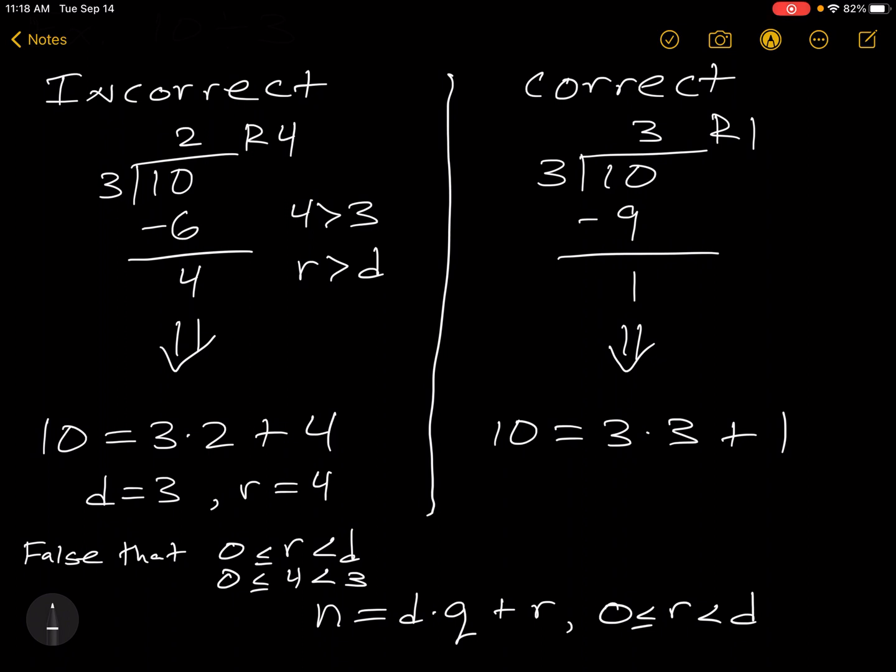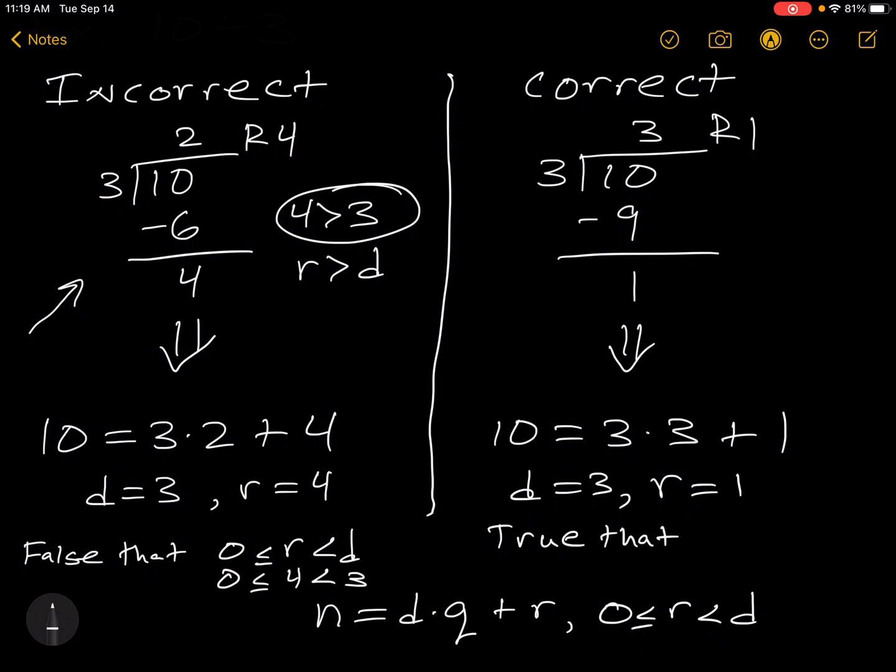Now notice what happens over here. And think back to your intuition. Your intuition would tell you this is incorrect because 4 is bigger than 3. The remainder is bigger than the divisor. Okay, so over here on the right, on the correct one, d is equal to 3 and our remainder is equal to 1. And so it's true that 0 is less than or equal to r is less than d. Because this says that 0 is less than or equal to 1 is less than 3. That's true.